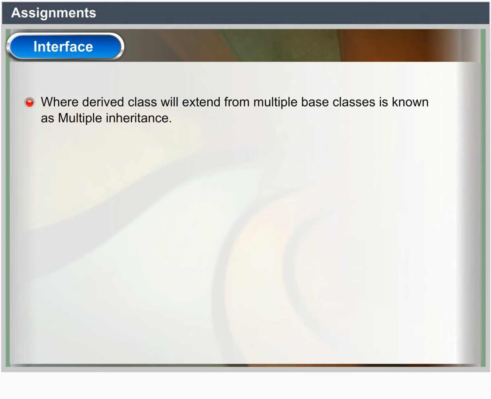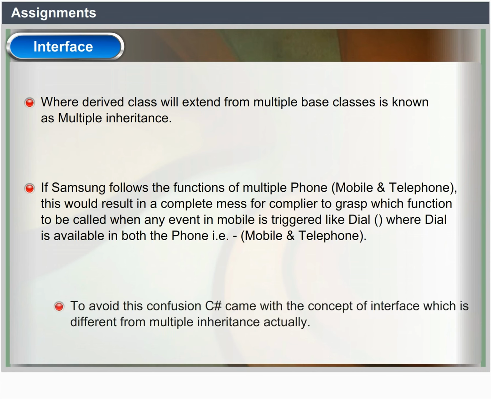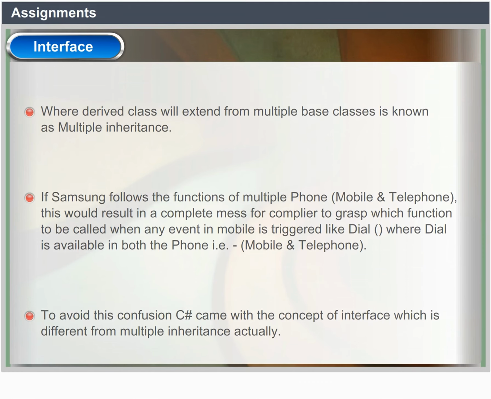Interface. When a derived class extends from multiple base classes, it is known as multiple inheritance. If Samsung follows the functions of multiple phones, that is mobile and telephone, this would result in a complete mess for the compiler to grasp which function to call when any event in the mobile is triggered, like the dial method, where dial is available in both the mobile and the telephone. To avoid this confusion, C# came with the concept of interface, which is actually different from multiple inheritance.